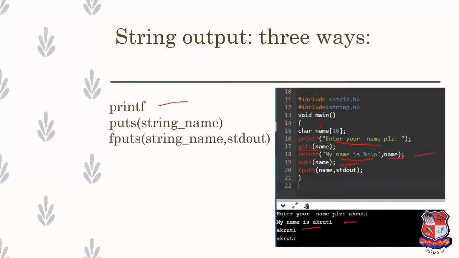Third one, I'm using fputs, in which 2 arguments are there, string name and standard out. So my string name is name because the character array is name, and stdout I have to write. So this will also give me the output of my string, as you can see combined in one example. That is how you work with string outputs in these functions.